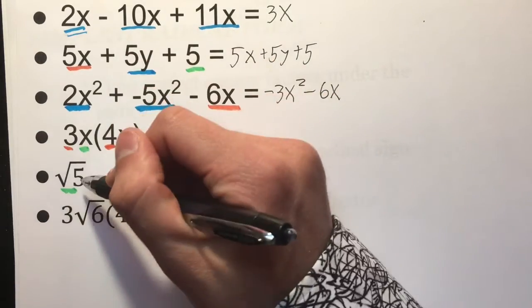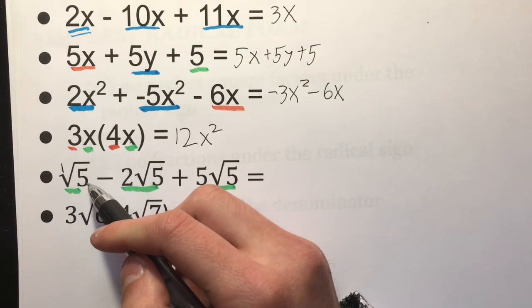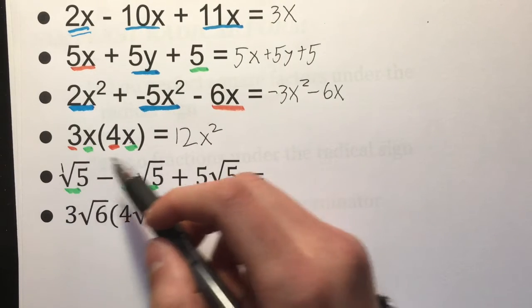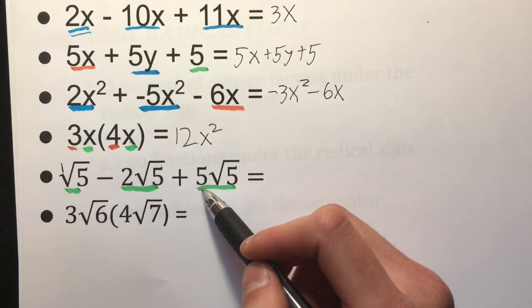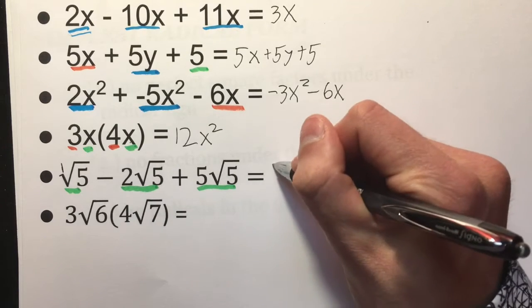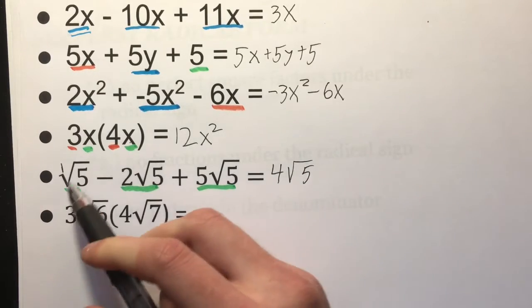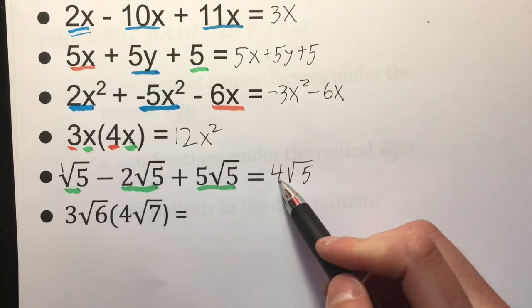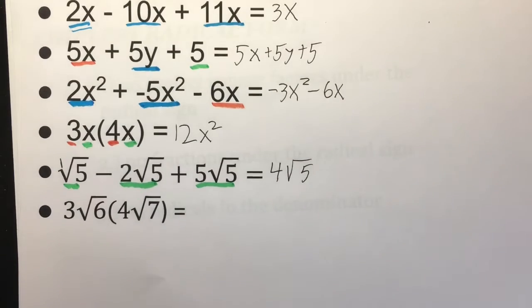So root 5, we can think of that kind of as 1 times the square root of 5. So if we have 1 root 5 minus 2 root 5, well, that's going to be negative 1 root 5, plus 5 root 5 is just going to give us 4 root 5. See how 1 minus 2 plus 5 is going to be 4, and then we just carry the variable root 5 over.